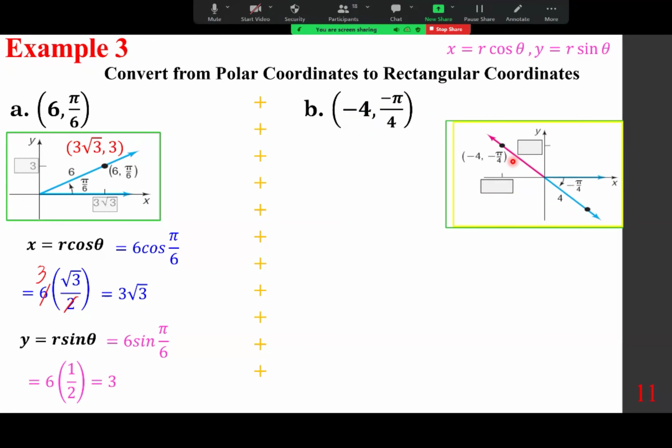So let me just go back one more time. First, I want to show you the positive 4. So negative pi over 4 is in the negative direction, clockwise. And then you go 1, 2, 3, 4 tick marks. If we go in the opposite side, makes it negative 4. So what we are looking for is this.